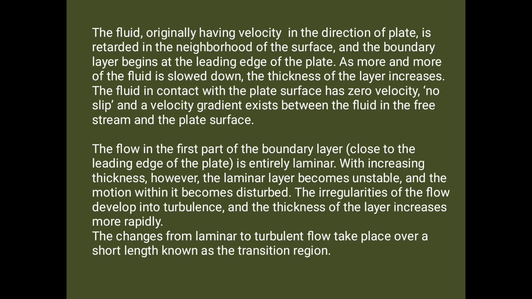The flow in the first part of the boundary layer close to the leading edge of the plate is entirely laminar. With increasing thickness, however, the laminar layer becomes unstable and the motion within it becomes disturbed. The irregularities of the flow develop into turbulence and the thickness of the layer increases more rapidly. The change from laminar to turbulent flow takes place over a short length known as the transition region.